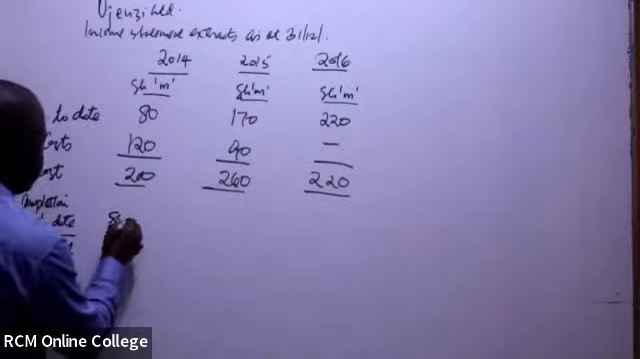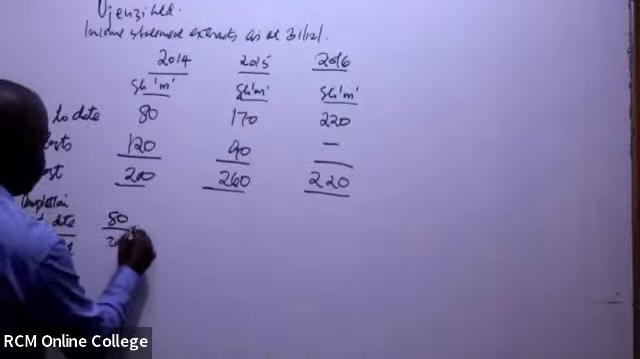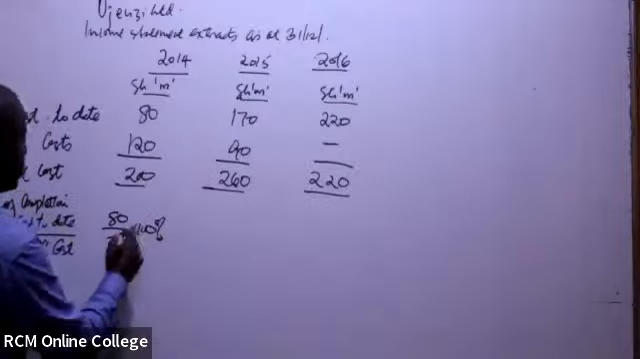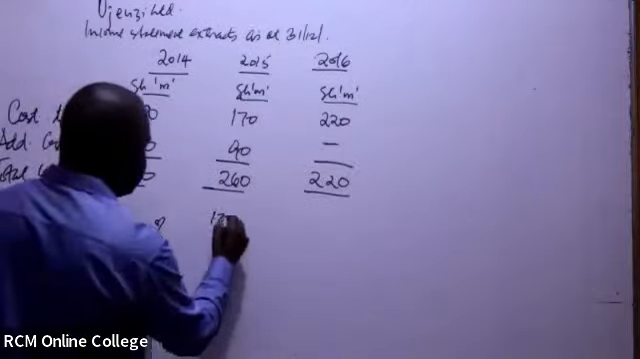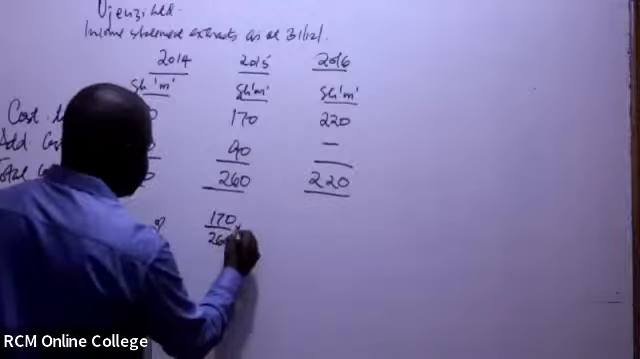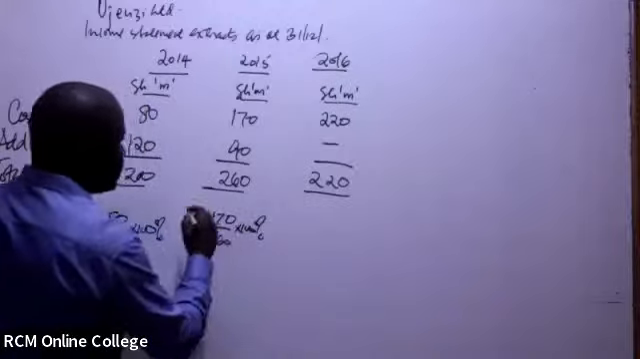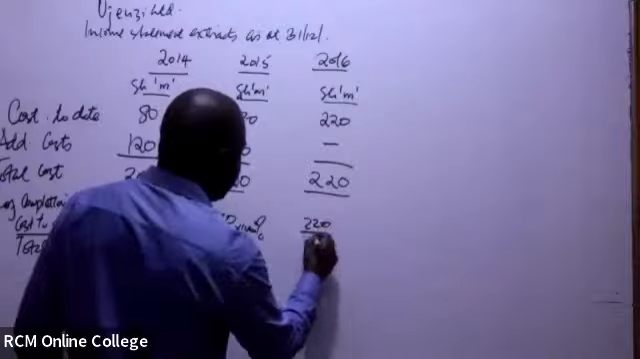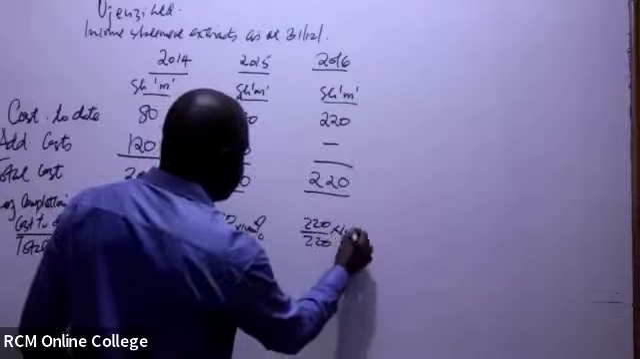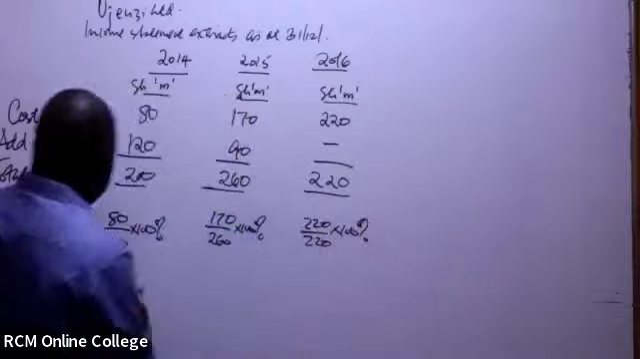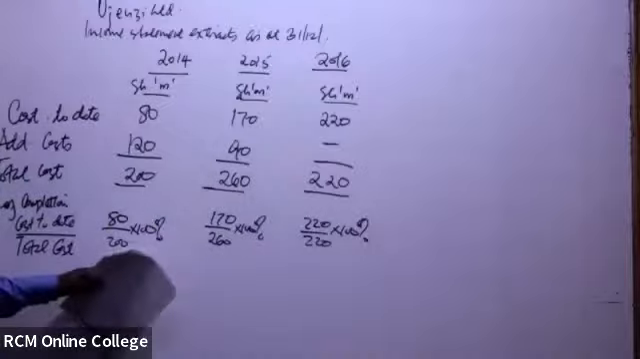It will be 80 over 200 times 100%. So this one is likely to be 170 over 260 times 100%. This one will likely be 220 over 220 times 100%. Which percentage do you get here? You can give me the percentage here.